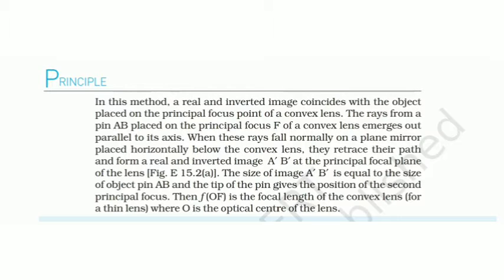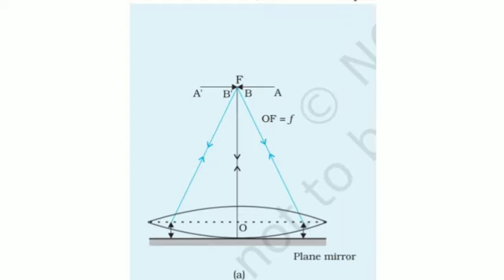Then f is the focal length of the convex lens, where r is the optical center of the lens. This is the diagram showing such an image formation. Here AB is the object and the rays from the object move through the plane mirror and convex lens, and we get an image A prime B prime with equal size.